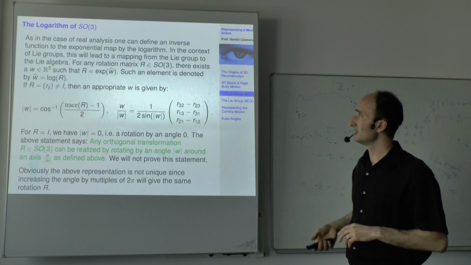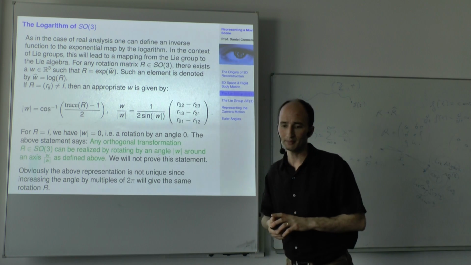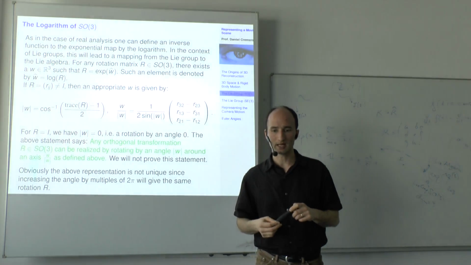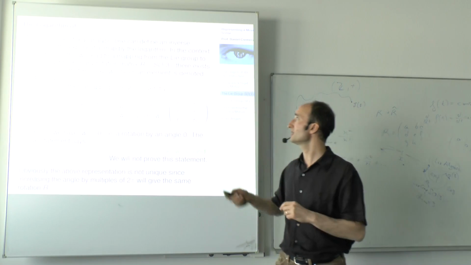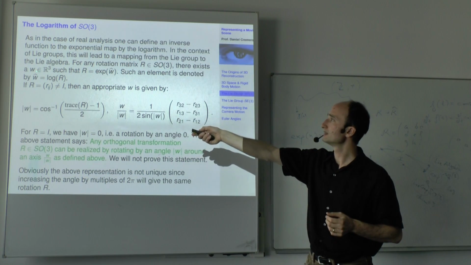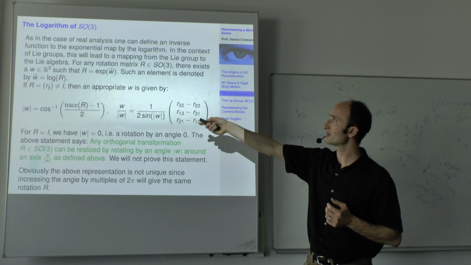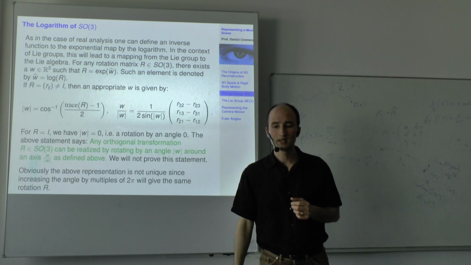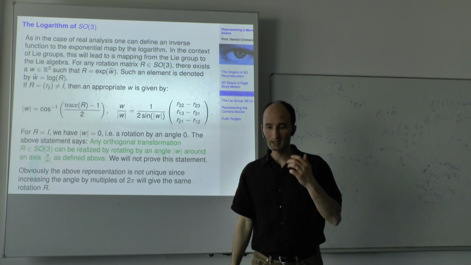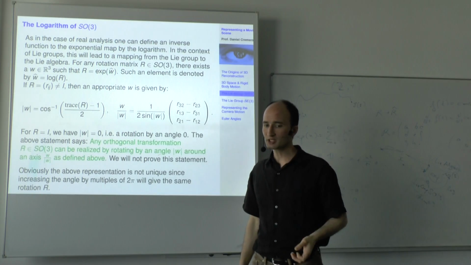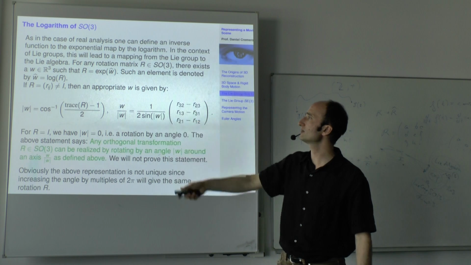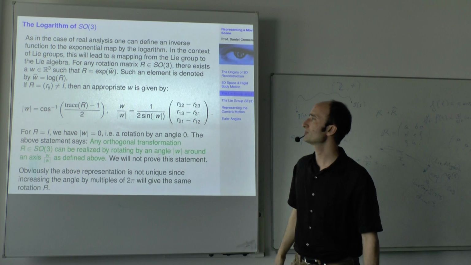We can define an inverse function to the exponential map. In the context of Lie groups, this will lead to a map from the Lie group to the Lie algebra. So that means for any rotation R in SO3, there exists some W and its corresponding skew-symmetric matrix W hat, such that the rotation is nothing but the exponential of W hat. The question is, how do I find such a W? This is then denoted as the logarithm of R, so the inverse to the exponential function.